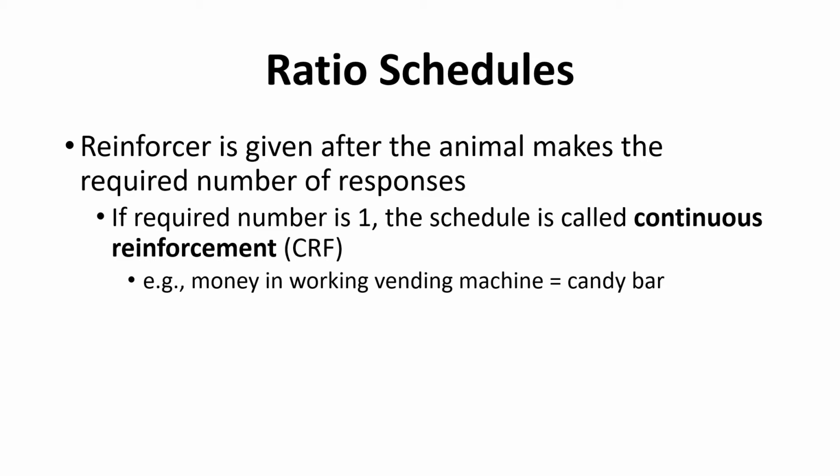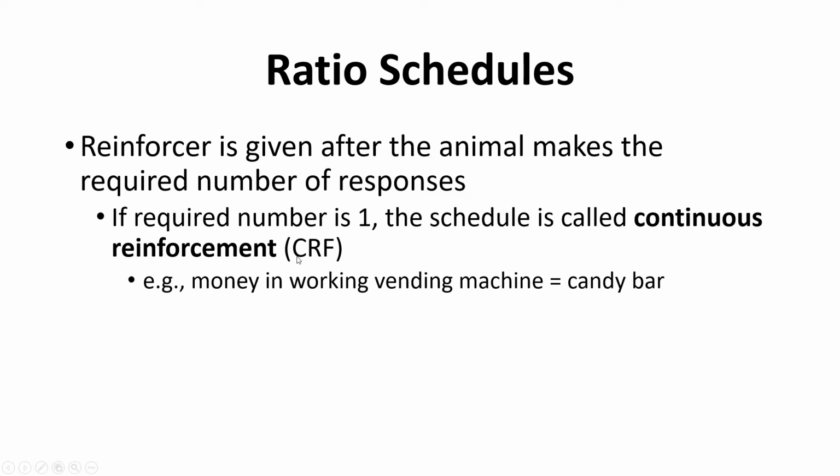For our ratio schedules, we care about the number of responses that have been made. So in a ratio schedule, the reinforcer is given after the animal makes the required number of responses. So maybe you have to press that lever 10 times in order to get a piece of food. There is a special thing to note here that if the required number of responses is 1, then it's going to be continuous reinforcement. So continuous reinforcement, the one we've been talking about all throughout the course so far, is actually technically a ratio schedule. It's just a ratio schedule of 1.